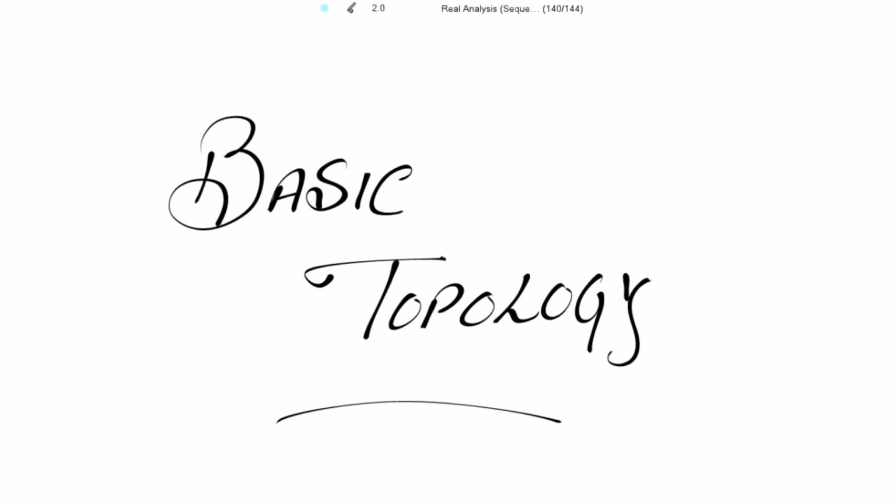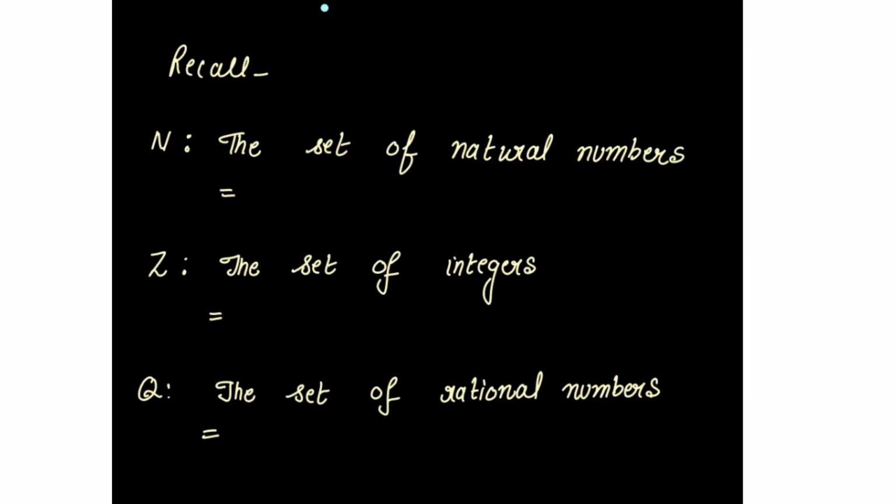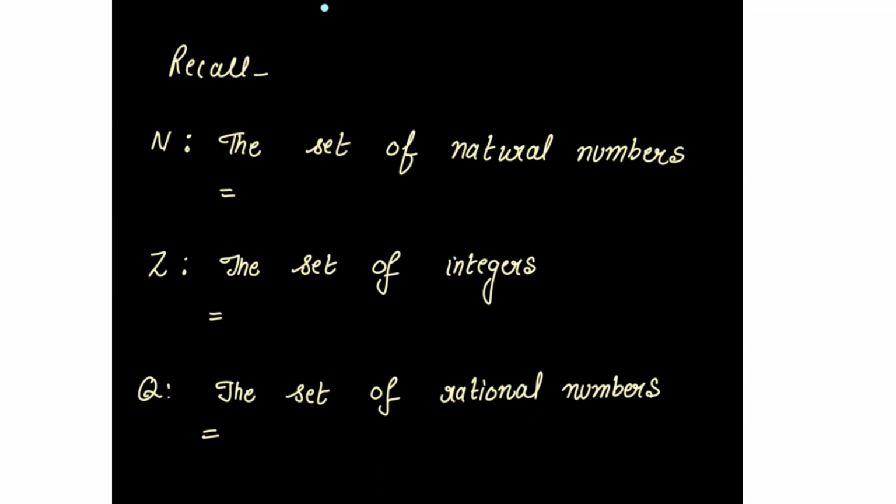The basic topology that covers the countable and uncountable sets. So first we are going to recall some notations. The first one is the set of natural numbers, denoted by N, and it contains the numbers 1, 2, 3, 4, 5 up to infinity.